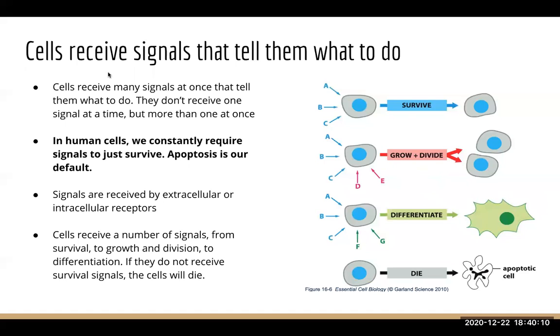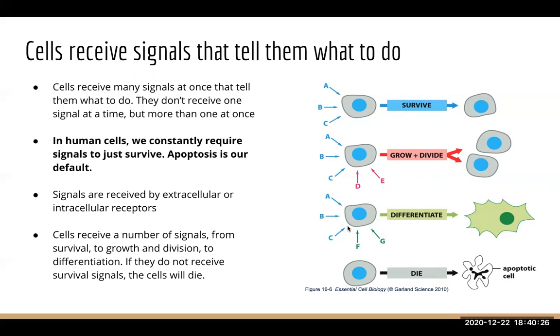Whatever. Okay, so signaling is obviously super important to the cell. It's how it does everything. So cells need signals for it to just stay alive. It receives signals to grow or divide, to differentiate something.